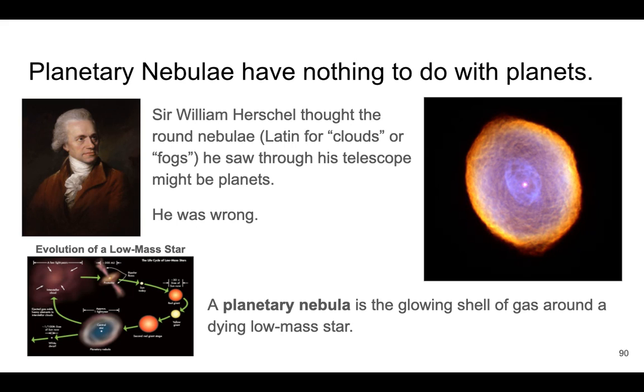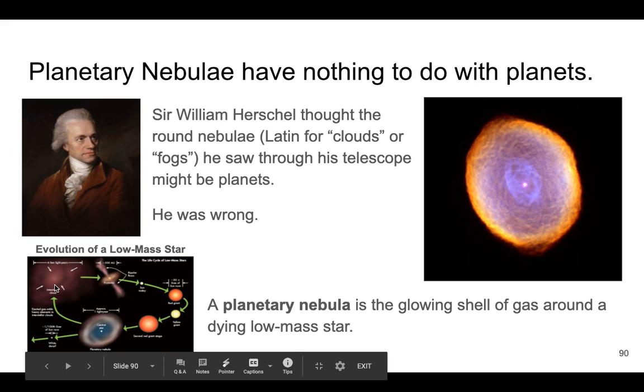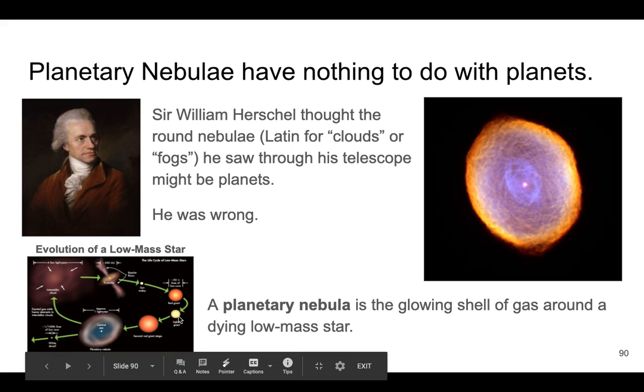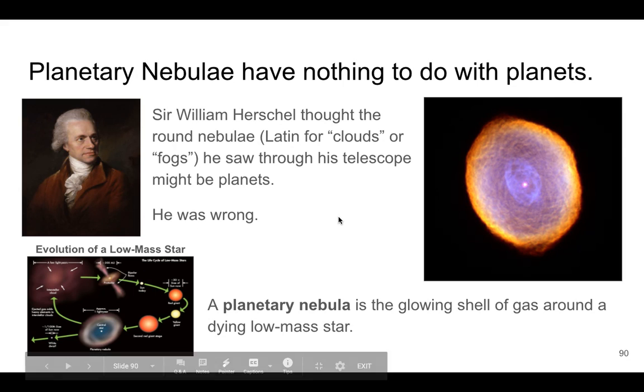A planetary nebula is actually the glowing shell of gas around a dying low mass star. So if you can look at this image down here, so gas cloud, protostar, main sequence star, where it spends most of its life, and then red giant, yellow giant, red giant again. And at this point, the outsides are just going to kind of drift away, and you're left with just the glowing gas corpse of the star, basically. And that's what a planetary nebula is.